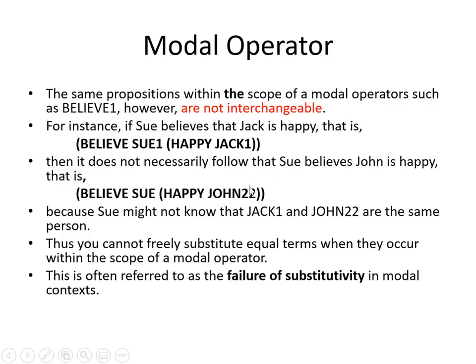If we are saying that Jack and John are the same person, Sue might not know that Jack 1 and John 22 are the same person. Thus, you can't freely substitute equal terms when they occur within the scope of a modal operator. So here the modal operator plays the role. Here you can see that believe is some kind of mode where the equal terms cannot be substituted. This type of thing is called failure of substitutivity in modal context.